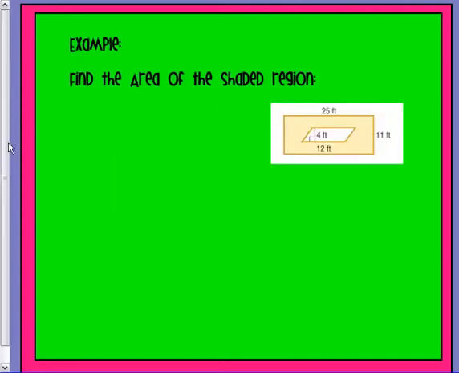Okay, what about this one? Go ahead and try it. Find the area of the shaded region. You've got the area of a rectangle minus the area of a parallelogram. Okay, I'll be back in just a second to show you my work. And when I do, make sure you check it in red pen.